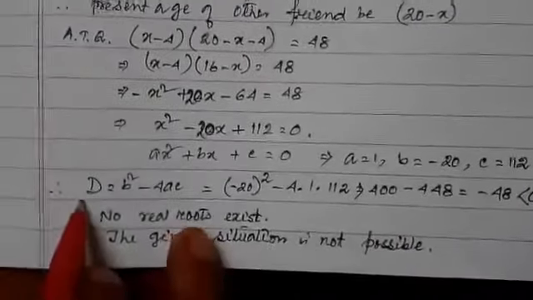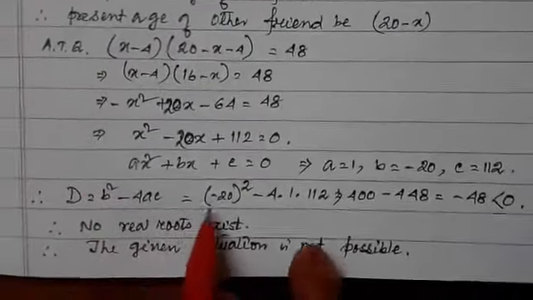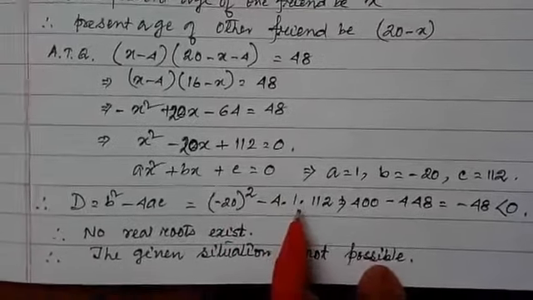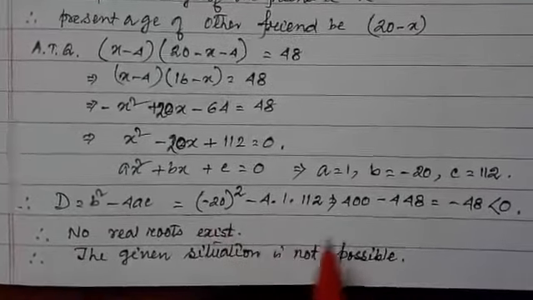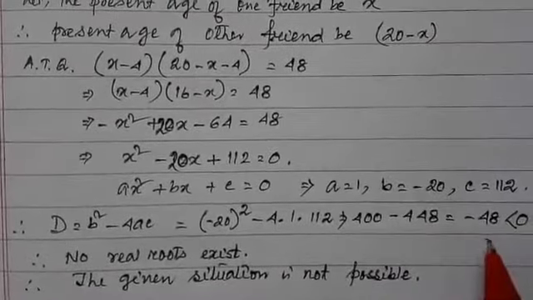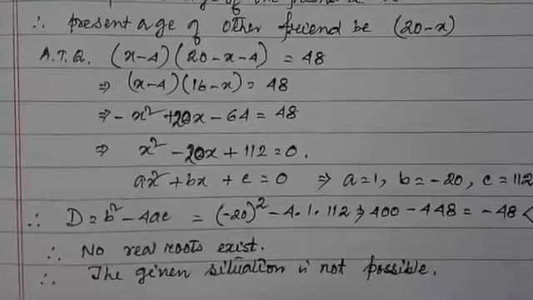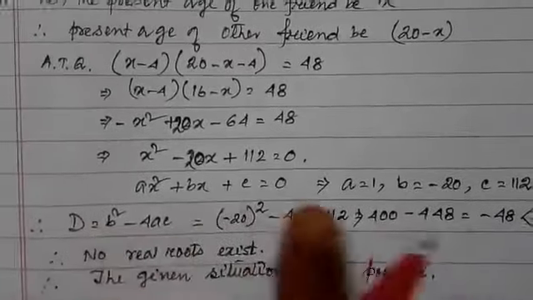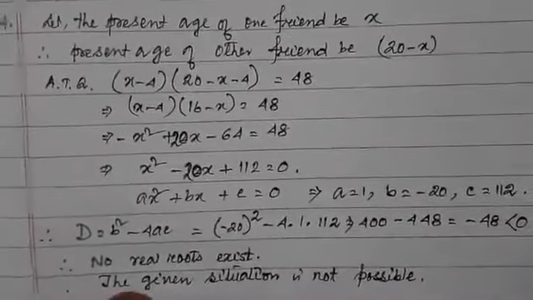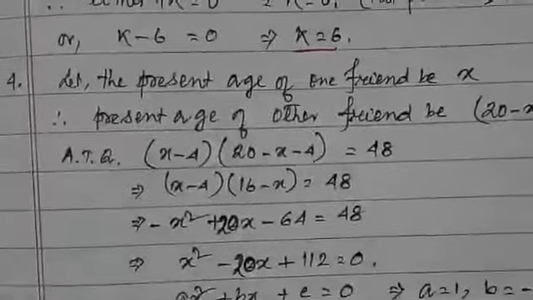Now, discriminant D is equal to b square minus 4ac. So, (minus 20) square minus 4 into a, means 1, into c, means 112. There is 400 minus 448, that is minus 48, which is less than 0, that is negative. So, as D is negative, it means no real roots exist. That is, the given situation is not possible.